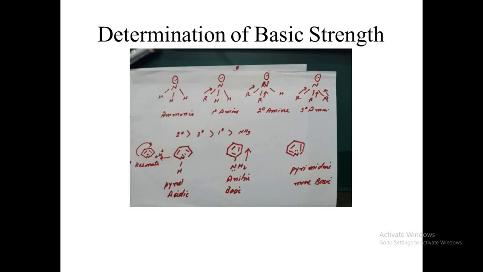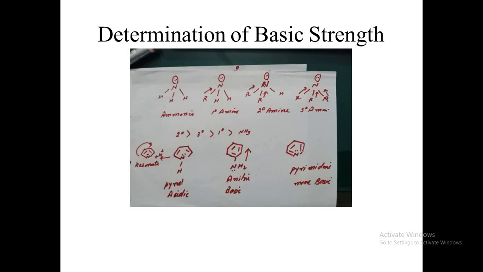Why is pyrrole acidic in nature? Because in pyrrole, nitrogen is more electronegative, it can lose its hydrogen, and the lone pair on the nitrogen can easily resonate.